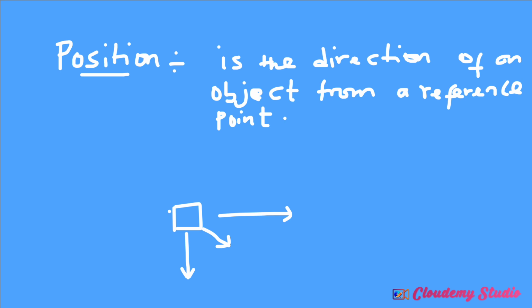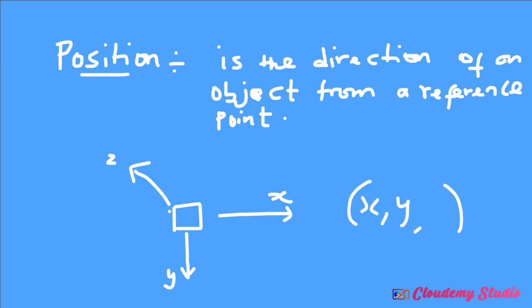These ones, we call them coordinates. Sometimes you can call this one the X coordinate, this one that looks horizontal the Y coordinate, and this one the Z coordinate. That is why you always see position in the form of a bracket: this is the X coordinate, this is the Y coordinate, this is the Z coordinate.